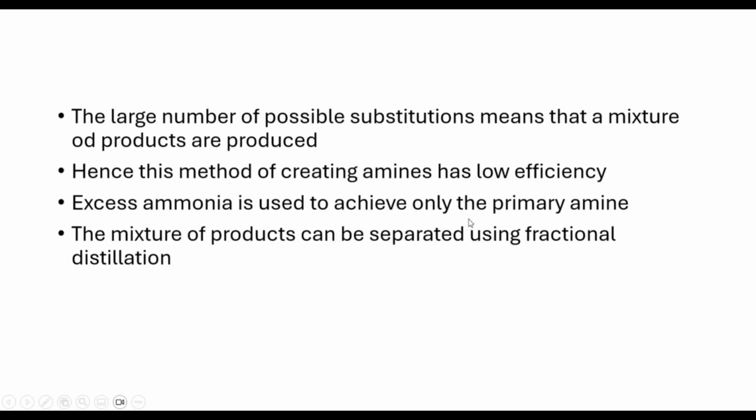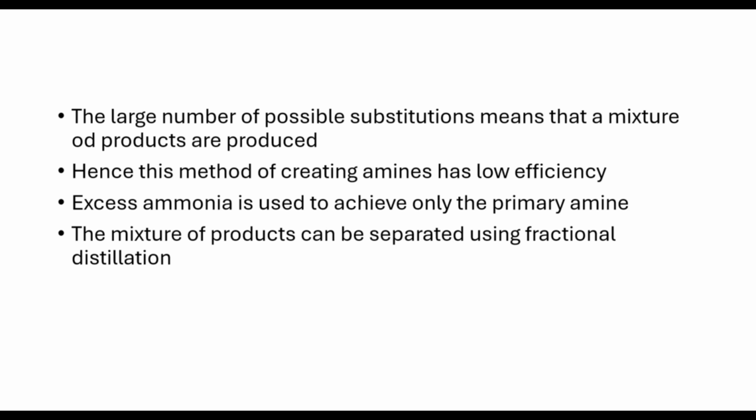So the large number of possible substitutions here means that a mixture of products is produced. As you see here, there could be very different substitutions using this method of halogenoalkanes mixing with ammonia. If there's no excess ammonia, it can also react with more of the primary amine that you produced to create a secondary amine, then a tertiary amine. So there are loads of possible substitutions, and as a result you're making a lot of products that you don't need.